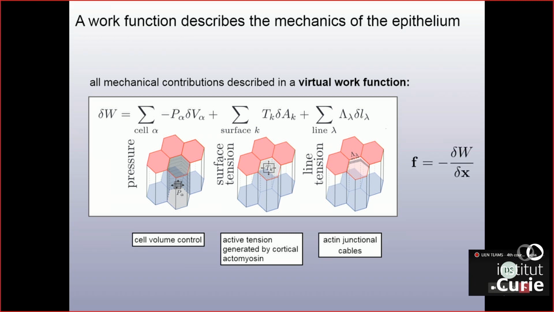Okay, and then having formulated this, one can calculate the force acting on each vertex, which comes from all these elements: pressure, surface tension, line tension, by differentiating the virtual work with respect to the position of a vertex. Any questions so far? Yes?